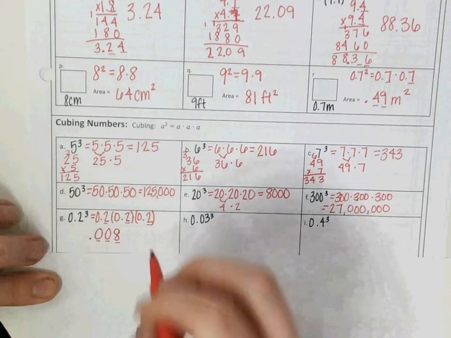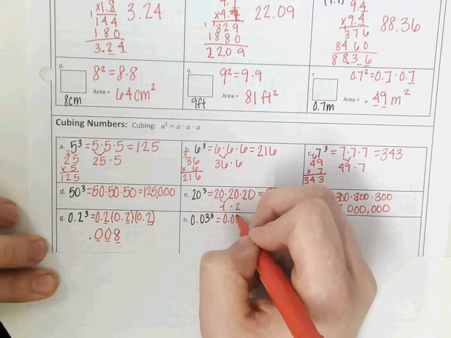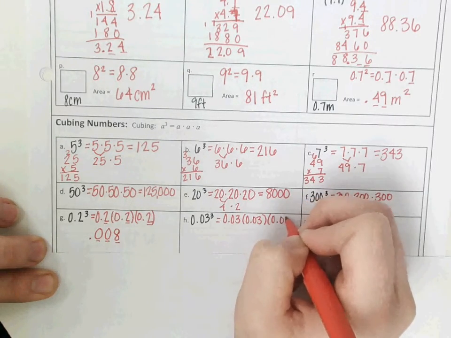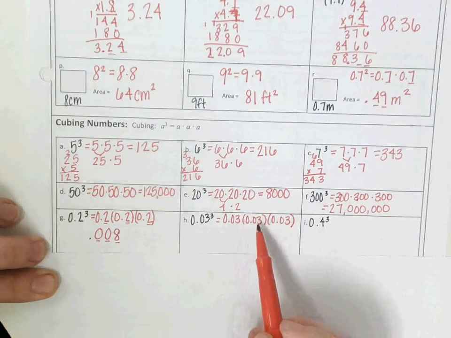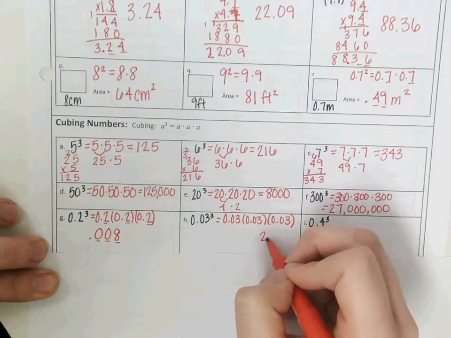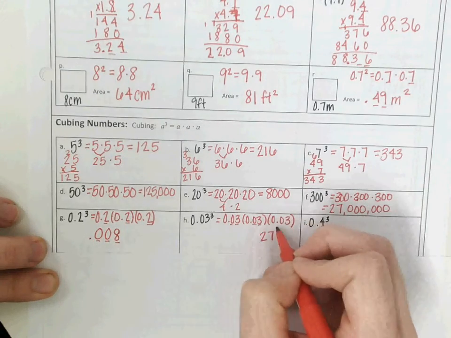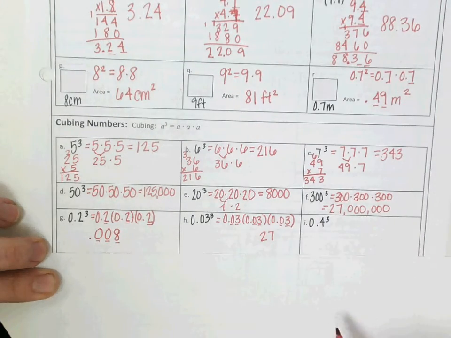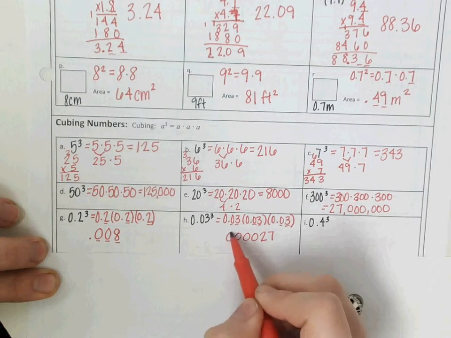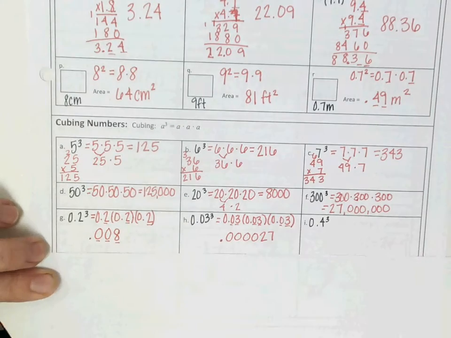So on H, we can do the same thing. So we'll have 0.03 times 0.03 times 0.03. So we can do 3 times 3 times 3. We already know that's 27. But this time we have to have 6 numbers behind our decimal. Well, right now I only have 2, so I have to put some zeros in front to get this decimal, so that I have 6 numbers behind my decimal place.